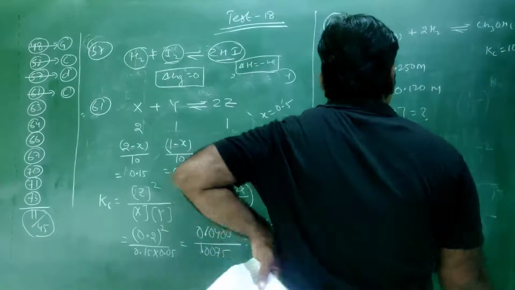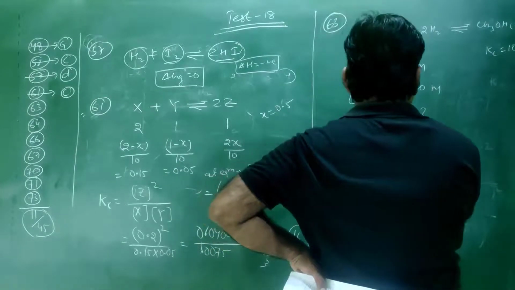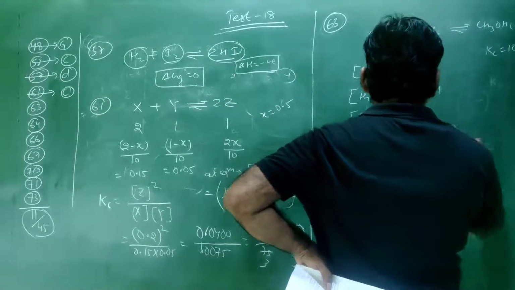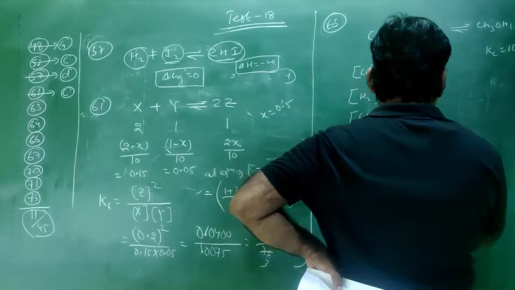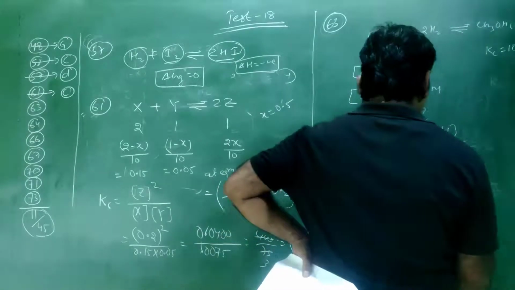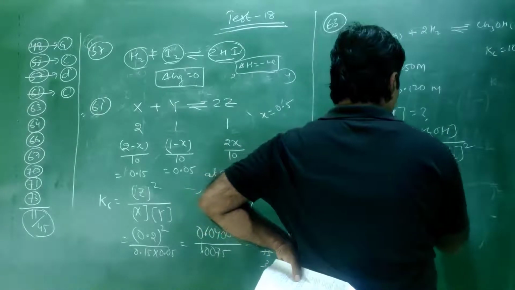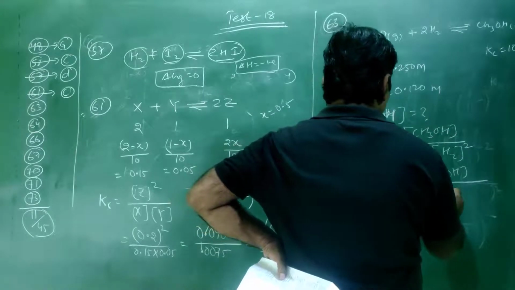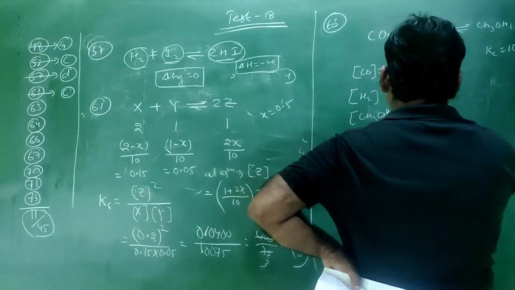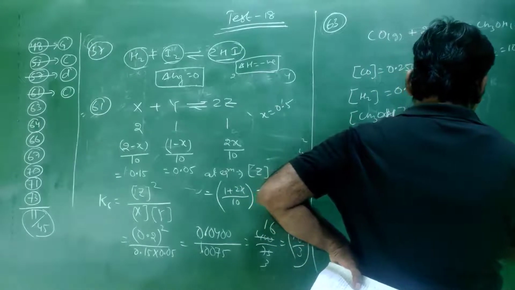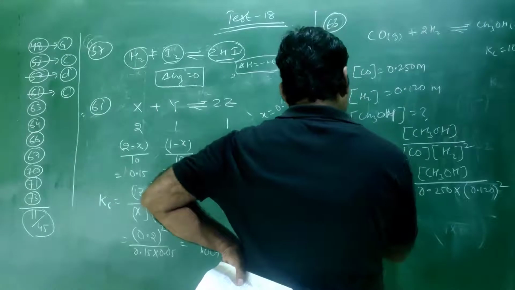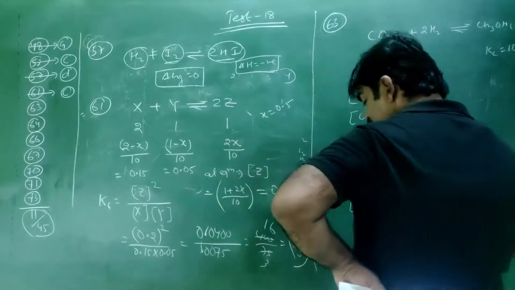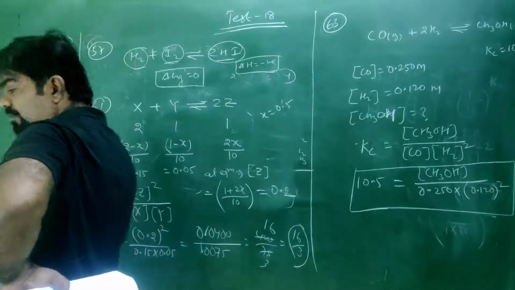In this reaction, simply we will write Kc is equal to the molar concentration of CH3OH divided by the molar concentration of CO into the molar concentration of H2 whole square. This is equal to the CH3OH concentration we need to calculate, divided by the CO molar concentration 0.250 into the molar concentration of H2, 0.120 whole square. The value is 10.5. Solving this relation, you'll get the answer.